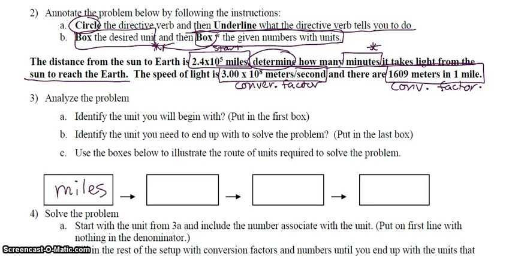Then it says, what unit do I want to finish with? Well, we said that's minutes. Now I need to make a plan to see, using the given conversion factors, how can I get to where I need to go? Well, if I'm in miles, I need to find a conversion factor that has miles in it. We see that in the last one, the 1609 meters in 1 mile.